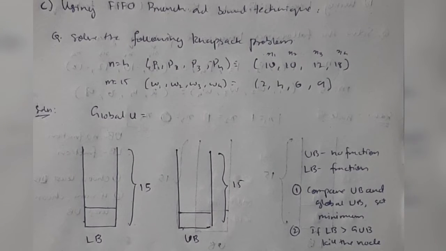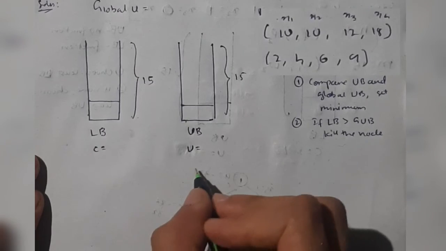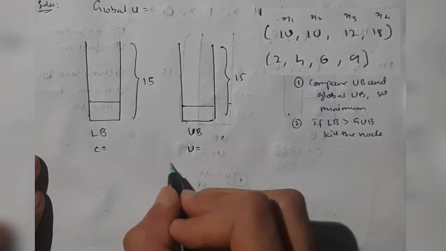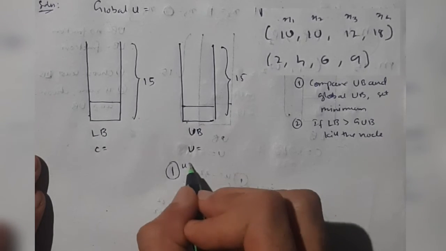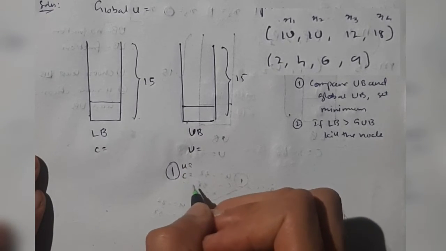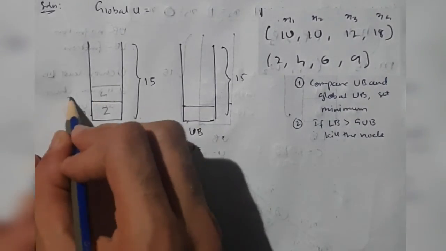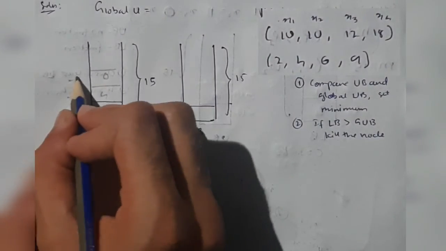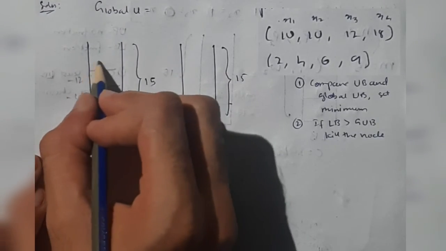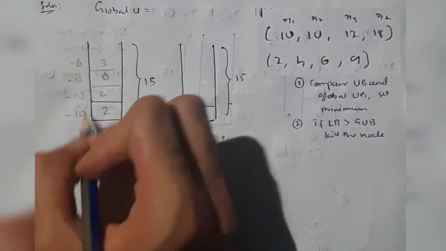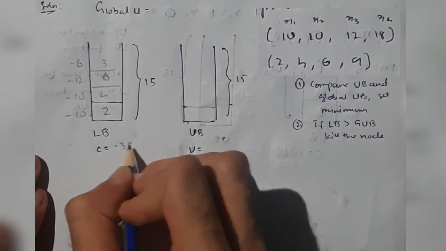Okay, so initially we'll be taking the root as usual, node 1, and we'll be writing here u is equal to and c is equal to. So we'll be starting from here. 2 will be included here. The first one is included, 2 minus 10, then 4 minus 10, then 6 minus 12, and here we'll have 3, so here it will be minus 6. This will give us the minus 38 here.